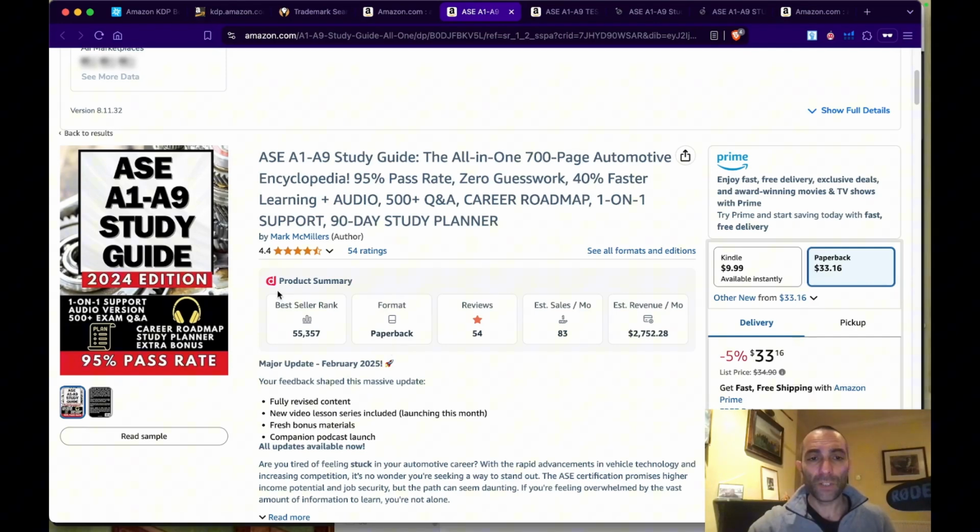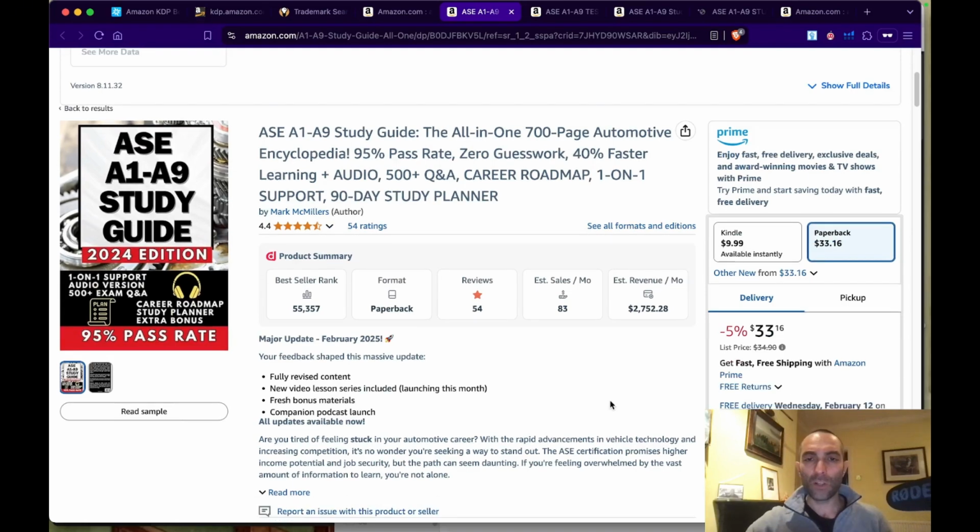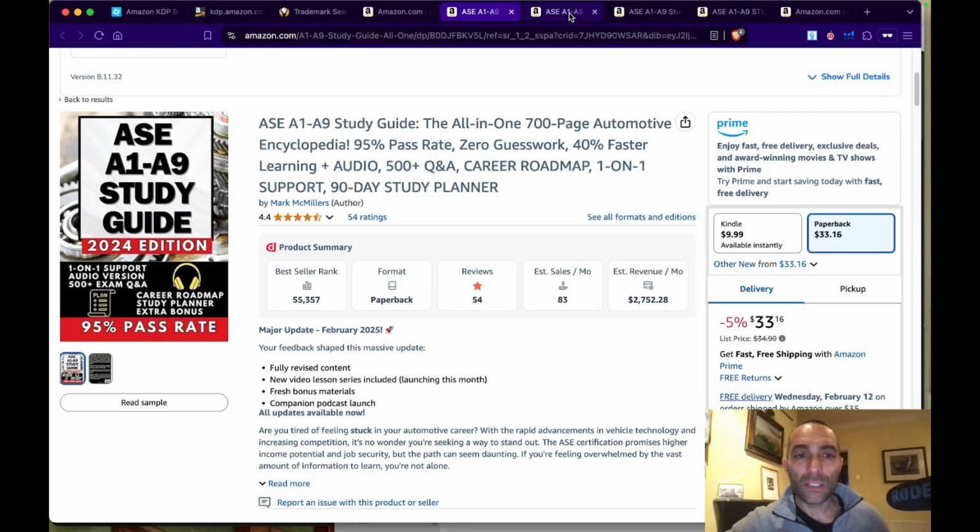Here it gives you an estimated revenue monthly. I don't rely on that particularly because sometimes it's reliable, sometimes it's totally not. So I want to do my own calculation. We'll have a look at it in a minute. Let's have a look at this other one first.